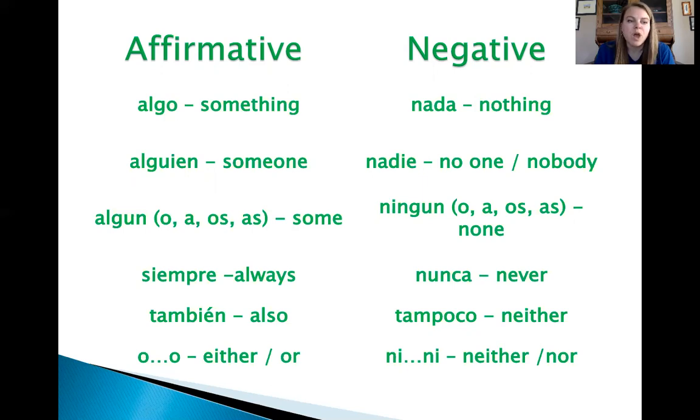It's the same idea. Algún and ningún, it's important for you to know they will have accent marks when they're by themselves, but they can also be alguno, alguna, algunos, and algunas, or ninguno, ninguna, ningunos, ningunas, based on what word comes after it, whether it's masculine or feminine. That's the only one on this list that's going to apply if you're talking about something masculine or feminine. So if you're saying some cookies, the word some has to match cookies, and cookies in Spanish is galletas, which is feminine and plural. So you need to say algunas galletas.